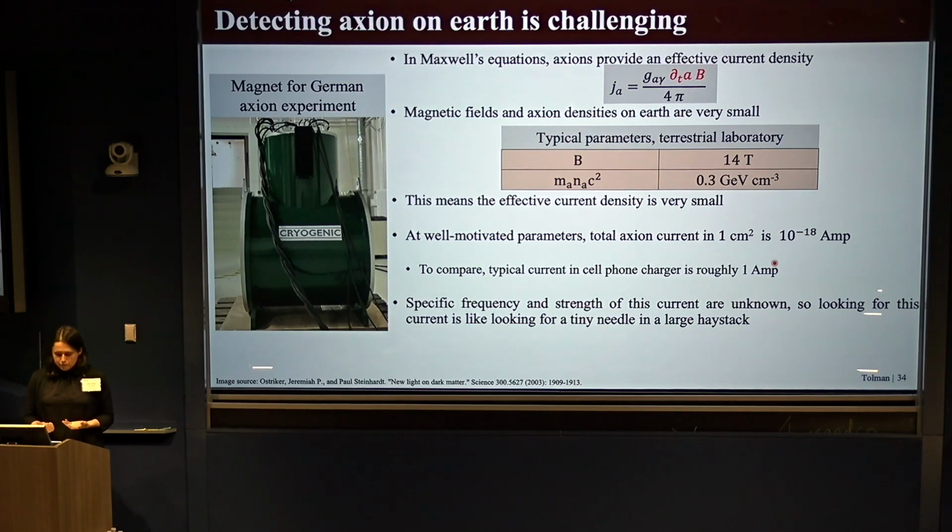So this means that the effective current density caused by axions on Earth would be very small. So at well-motivated parameters, it might be 10 to the minus 18 amp. A typical cell phone charger is roughly 1 amp. So this is a really minuscule signal. And in addition to the signal being very small, we don't know exactly how small it would be, and we don't know what frequency it would be at. So it's very hard to look for this signal, but nonetheless, many experimentalists worldwide are trying to do it.